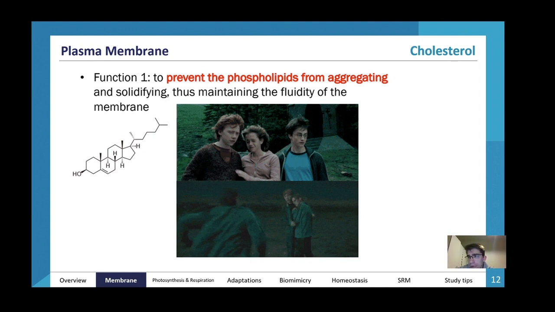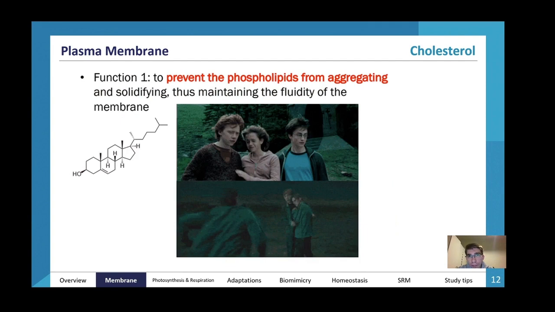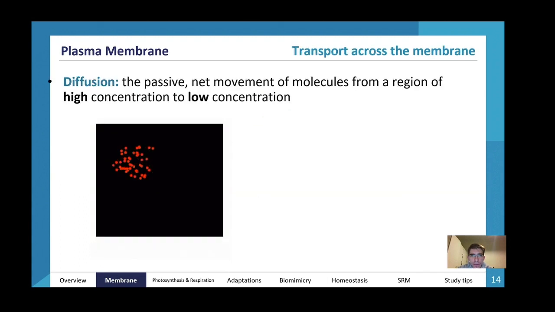But according to the VCAA study design, it is super crucial for you guys to understand the function of cholesterol. It prevents them from aggregating and solidifying, thus maintaining the fluidity of the membrane. So they are super important. The second function is that they maintain the integrity of the membrane by preventing the phospholipids from separating entirely, acting as a glue component. Again, it is immensely important for you guys to understand the function of cholesterol.